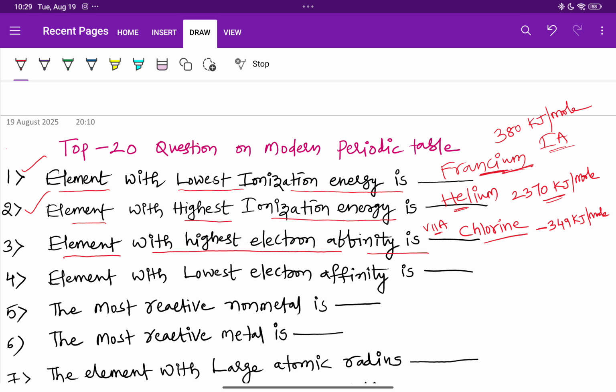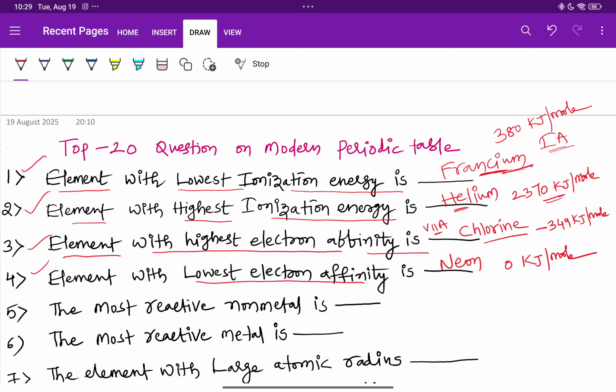And next, fourth question, element with the lowest electron affinity. That is very simple. Noble gases, they don't lose electrons, they don't gain electrons, they don't share electrons. So noble gases always have the lowest electron affinity. Here, the element with the lowest electron affinity is neon, and the answer is 0 kilojoule per mole.